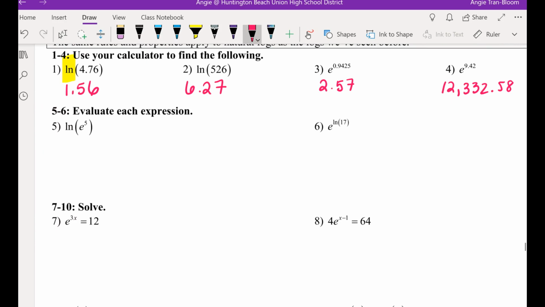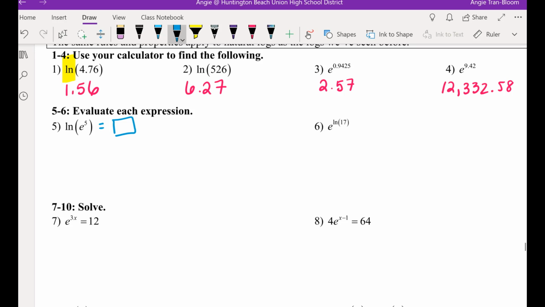Example 5 and 6, evaluate each expression. Evaluate means what, y'all? Solve. Give me one final answer. And does it matter if you use a variable or not? No. There's no variable in here, so you can make up your own variable. So what variable would you like to use today? Y, X. You don't have to. I'm going to use a blank box. I don't have to use a variable. I'm just going to use that blank box if you don't like variables.